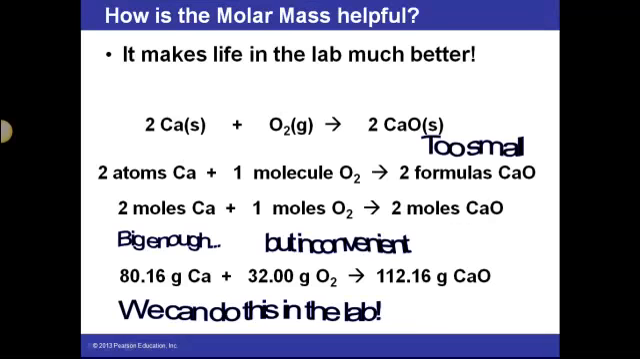So I think we'll stop this section here and then continue on with some examples in the next section.